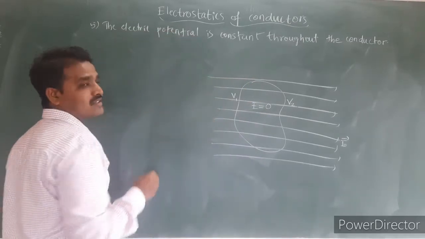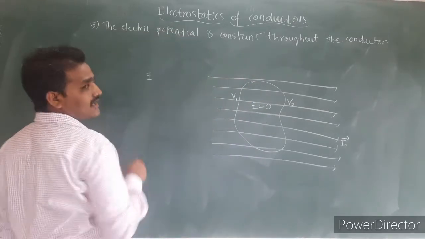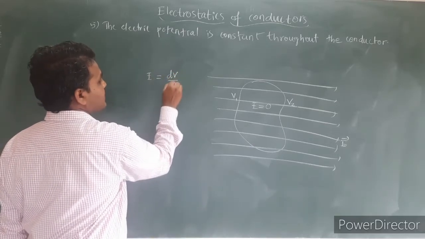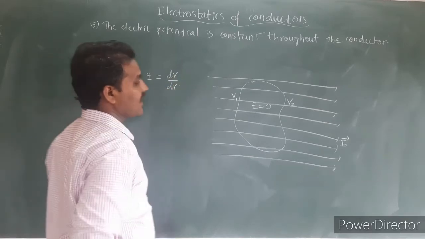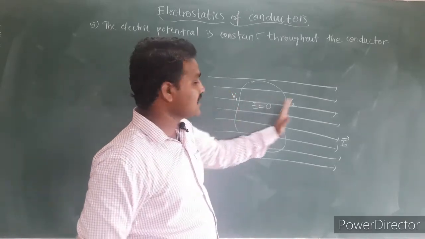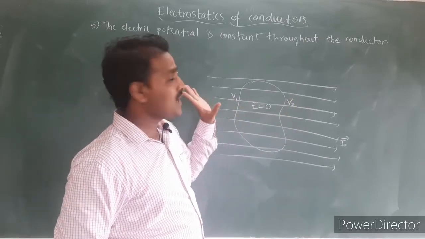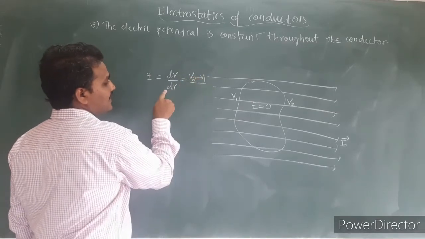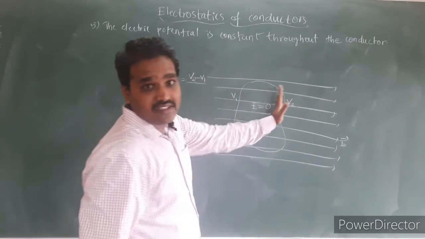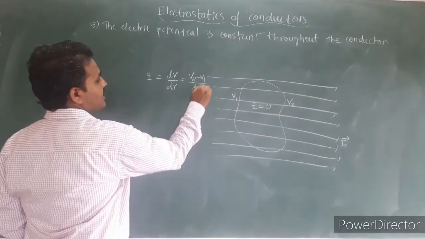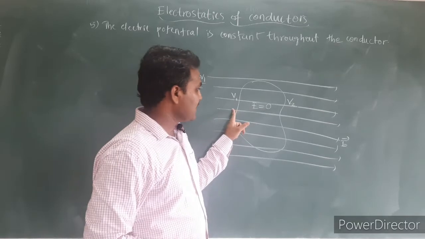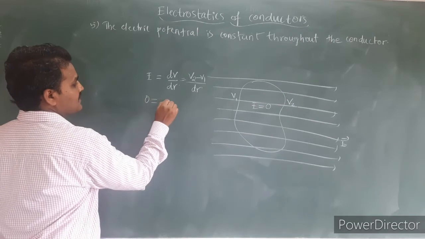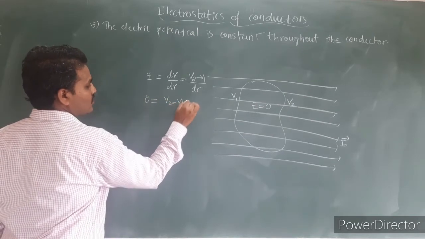We have already proved the relation between the electric field and the electric potential: the magnitude of the electric field intensity E is equal to dV divided by dr. dV is the change in the potential, that I can write as V2 minus V1, divided by dr, the thickness of this conductor. But since the electric field inside the conductor is equal to 0, E is equal to 0. This implies that V2 minus V1 is also equal to 0.